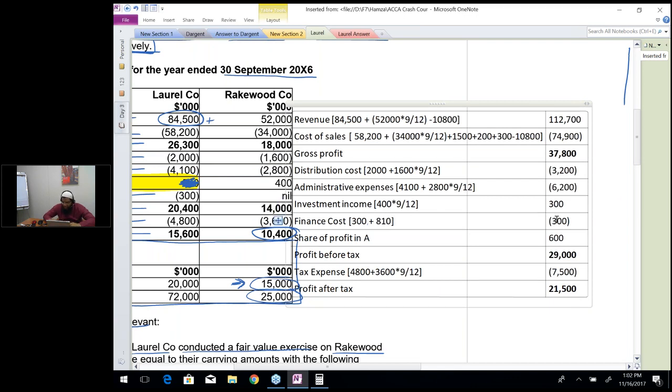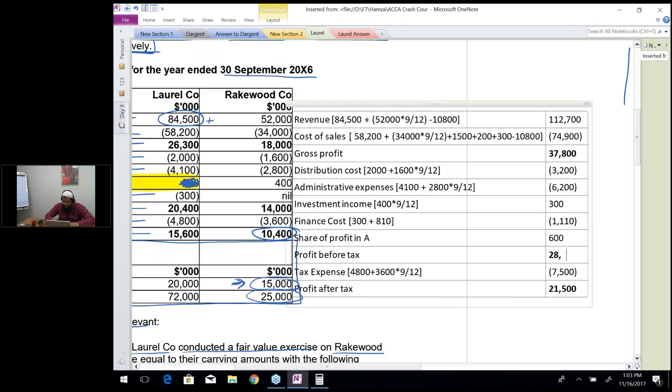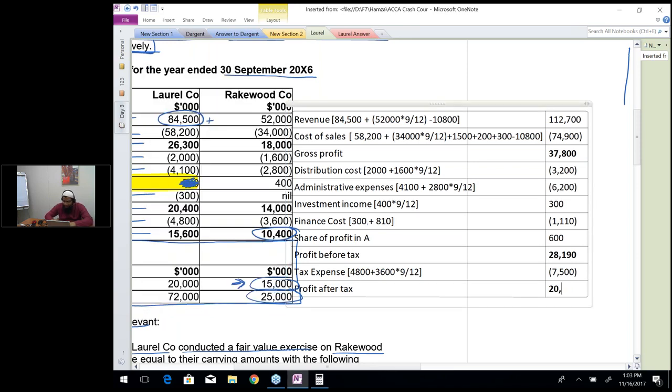which will make this finance cost 1,110, and the profit of 29,000 will actually decrease by 810, so it is going to be 28,190, and minus 7,500 is going to be 20,690. So you also have to check whether the finance cost on any deferred consideration has been recorded or not.